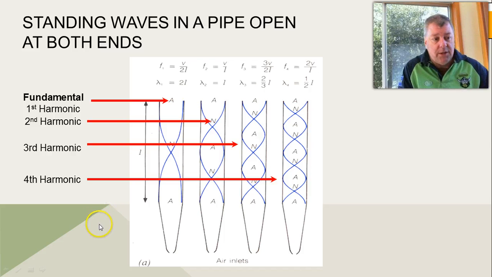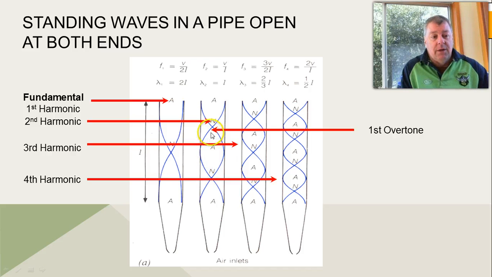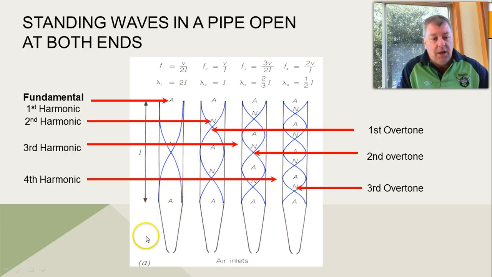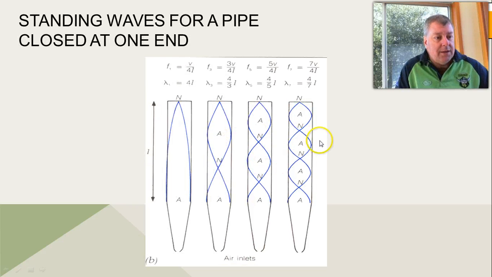And as with vibrating strings, we have the overtones, and the overtones are the numbered resonances after the fundamental. So that's the first overtone, second overtone, and third overtone. Alright, and you don't have to remember all these formulas, but you do need to understand how to draw these guys and how to name them.